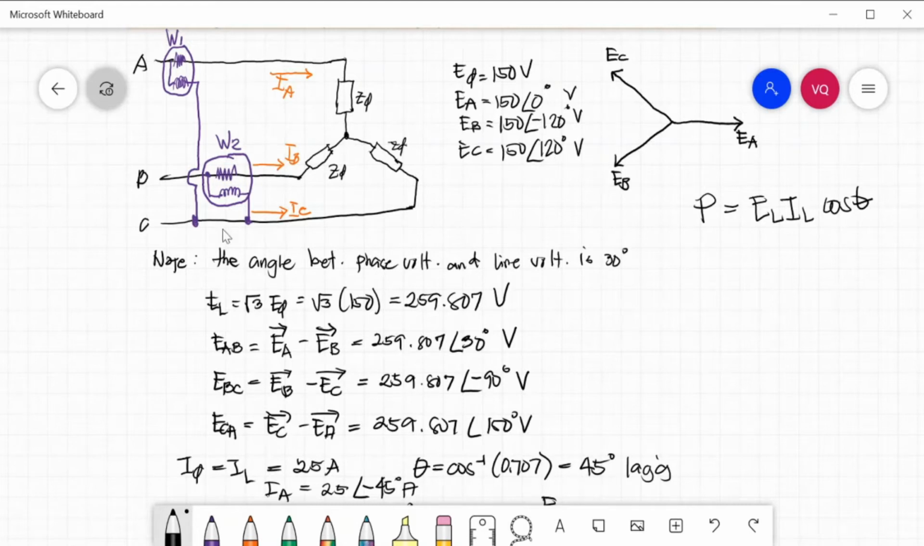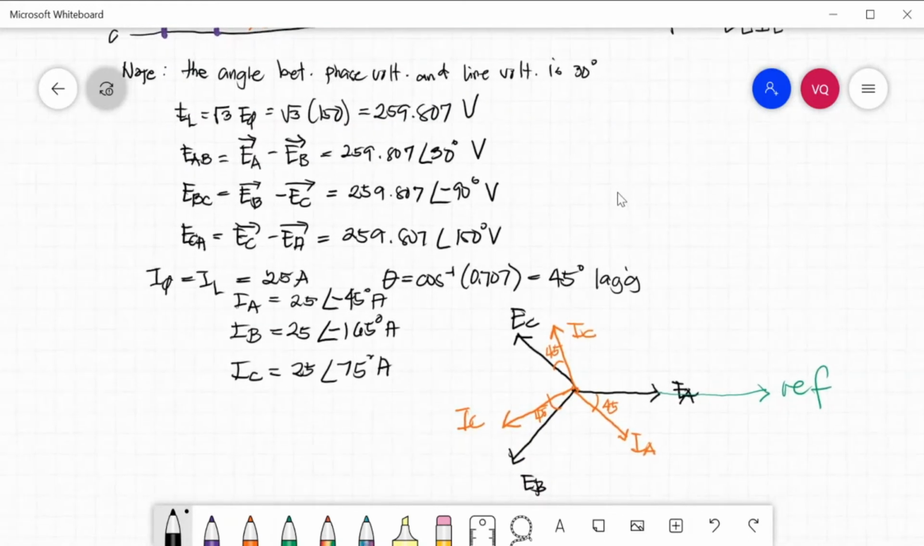So take note that this one is our long method. Later on, I will also discuss how to solve it in the short method. So, long method first. EBC is EB minus EC vectorially, that is 259.807 angle negative 90 degrees. ECA is EC minus EA, that is 259.807 angle positive 150 degrees volts.